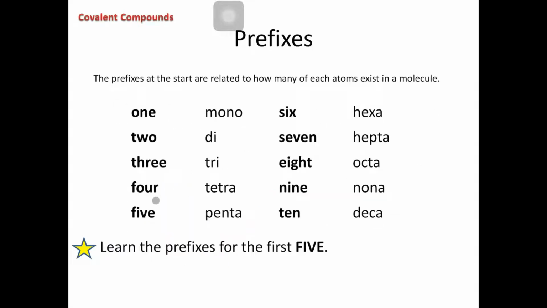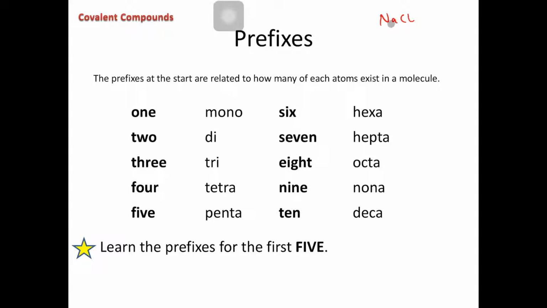And in order to name covalent compounds, the first thing we have to understand is what's a prefix. So the prefix is what can be added to the start of a word to indicate how many of each atom exists in a molecule. Now, when we named ionic compounds, we only changed the ending of the anion. So if I was to ask you to name this ionic compound, you would say, okay, well, that's sodium and that's chlorine. So we change the ending of chlorine to chloride, or change the ending to IDE, and it would be called sodium chloride. And you'd be right in saying that.